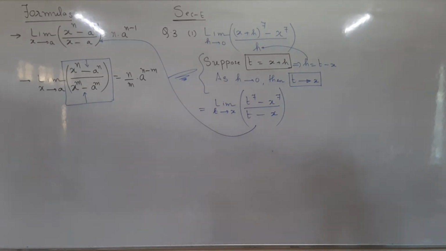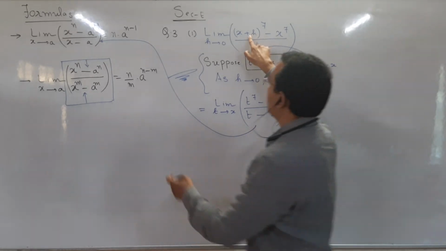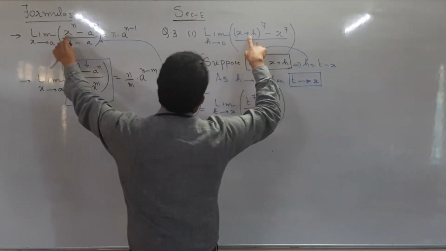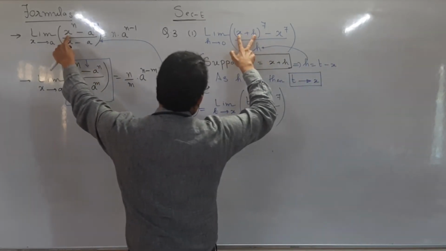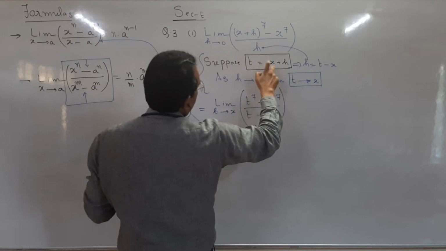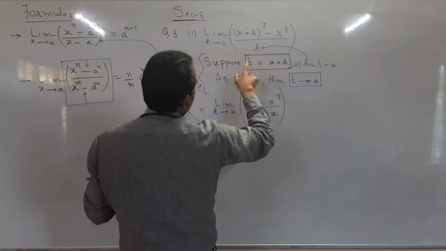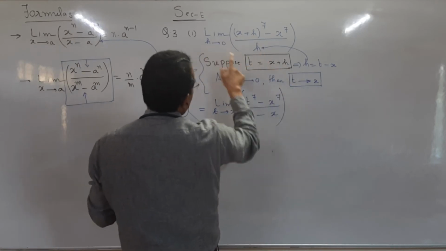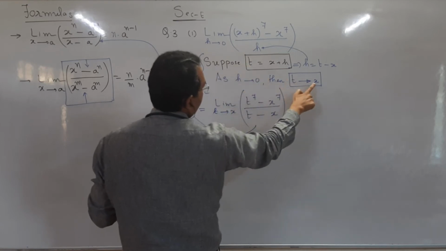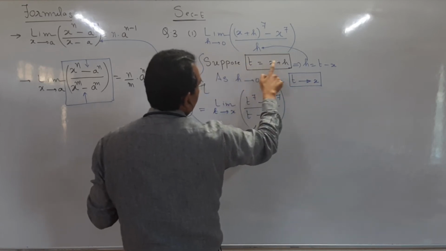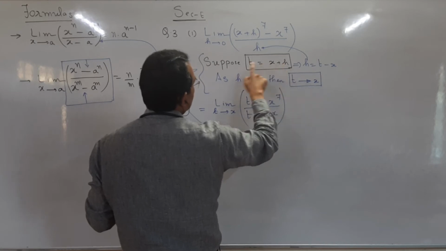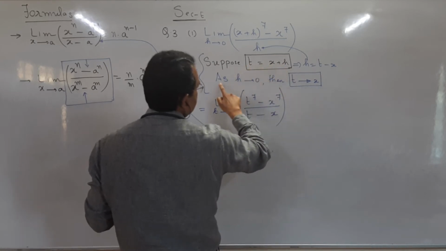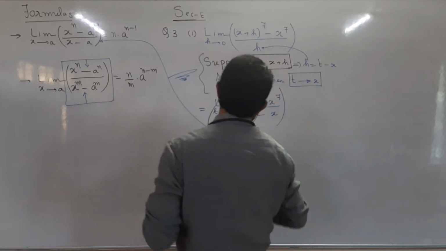Try to understand. Here, according to the formula, we should have only one term. So I have supposed x plus h is equal to t. Now whenever we suppose the variable changes from h to t, so limit should be of t. How to get limit of t? Take here h is equal to 0, so t is equal to x. So as h tends to 0, then t tends to x.